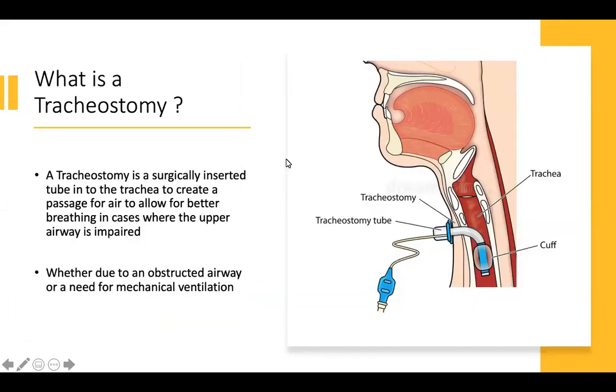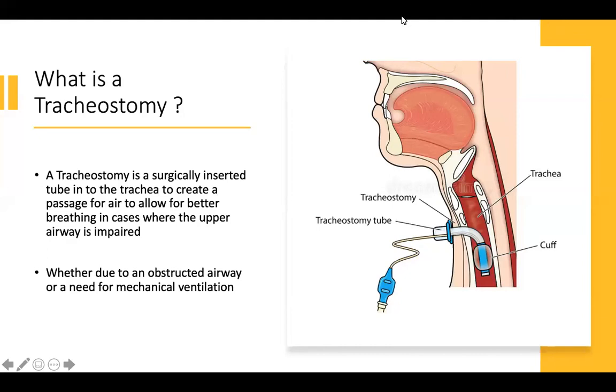Okay. So, let's start our topic today. What is a tracheostomy? So a tracheostomy is a surgically inserted tube in the trachea, and it's usually inserted below the vocal folds, sometimes between the second and third surgical ring, sometimes between the third and fourth surgical ring. And it creates a clear passageway for air to enter the lungs properly.